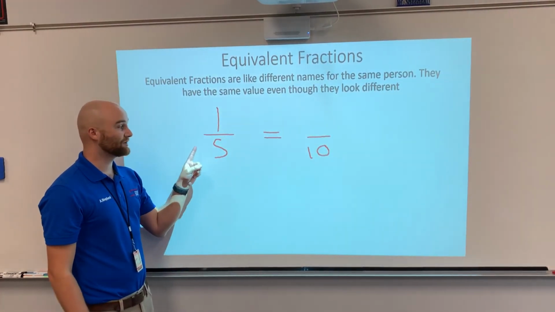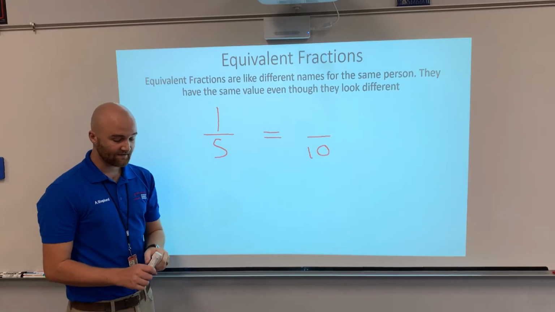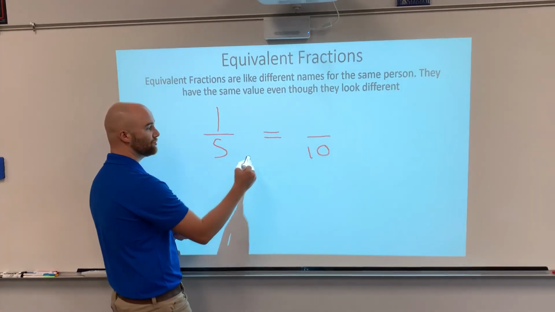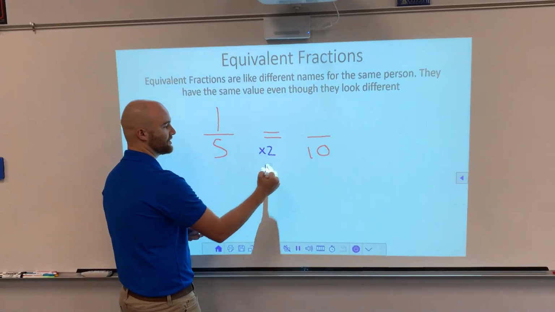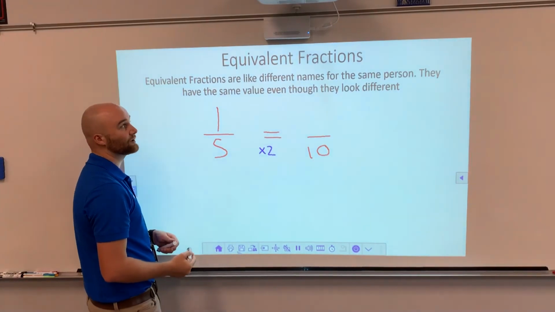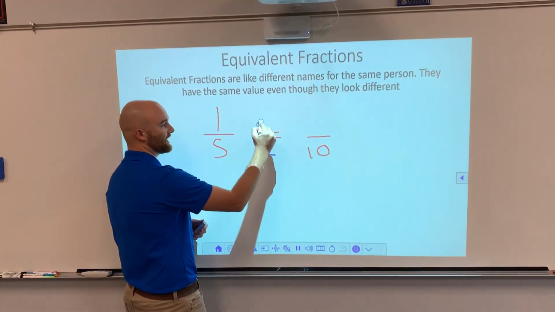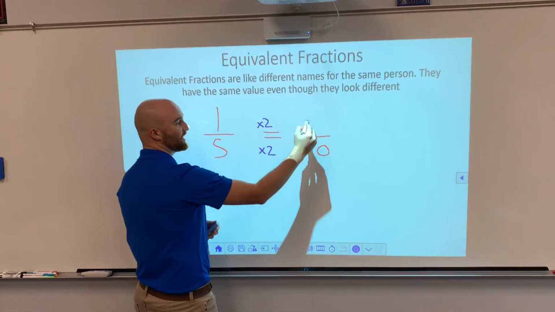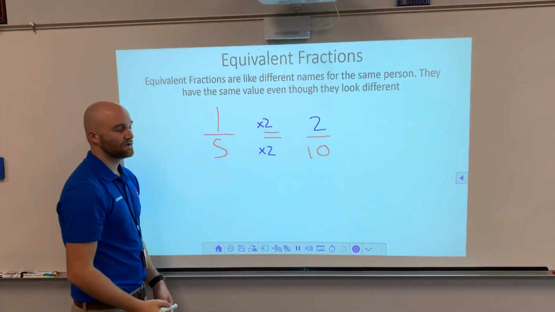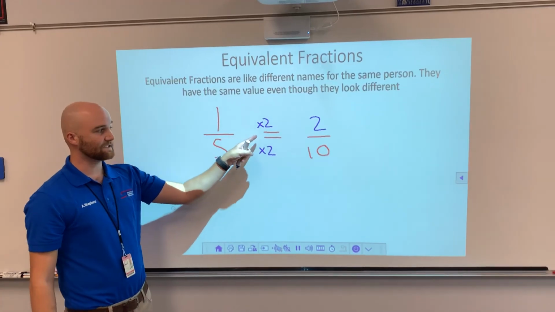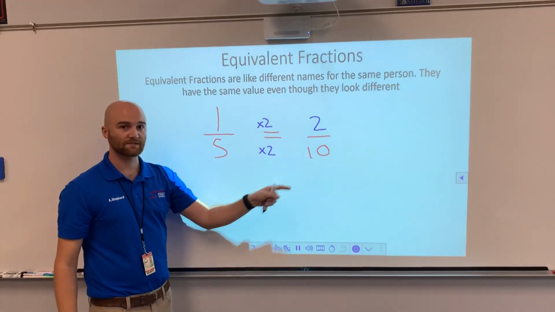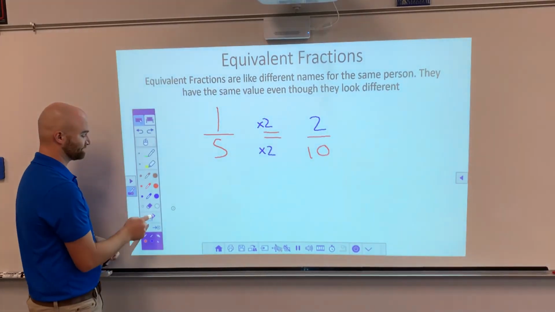Okay, when I look and I want to change 5 into 10, I say 5 times 2 would give us 10. So if I did times 2 on the bottom, in order to keep them equal, to make them equivalent fractions, I have to do times 2 on the top. 1 times 2 gives me 2 tenths. That means that 1/5 is equal to 2 tenths. Let's try another one.